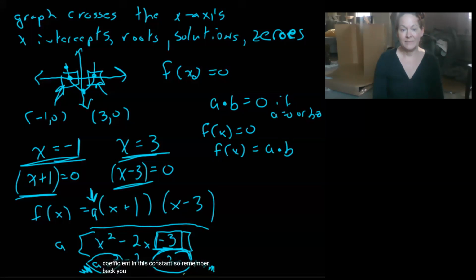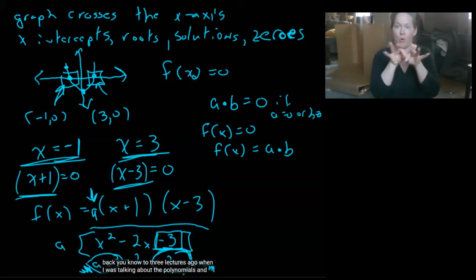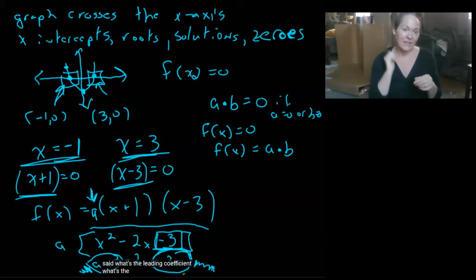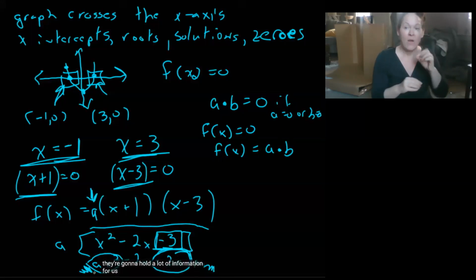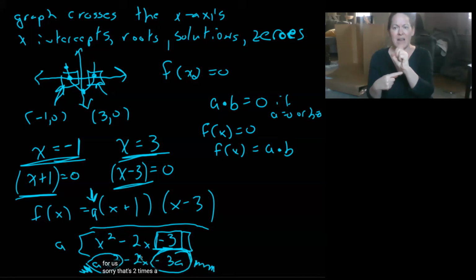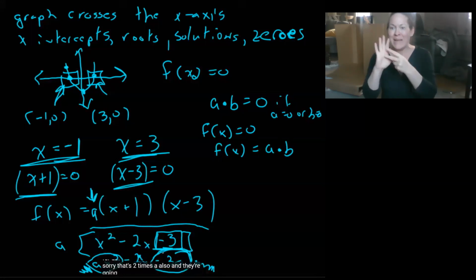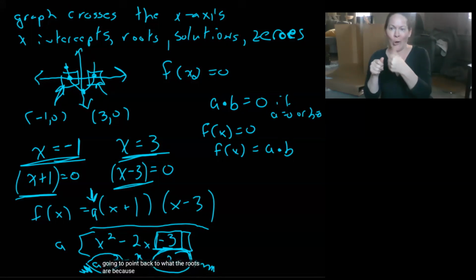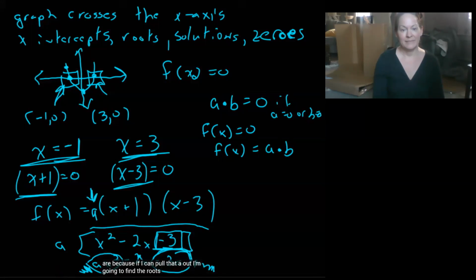So remember back, 2-3 lectures ago, when I was talking about the polynomials and said, what's the leading coefficient? What's the constant? Well, it's because they're going to hold a lot of information for us. Sorry, that's 2 times a also. And they're going to point back to what the roots are, because if I can pull that a out, I'm going to find the roots.